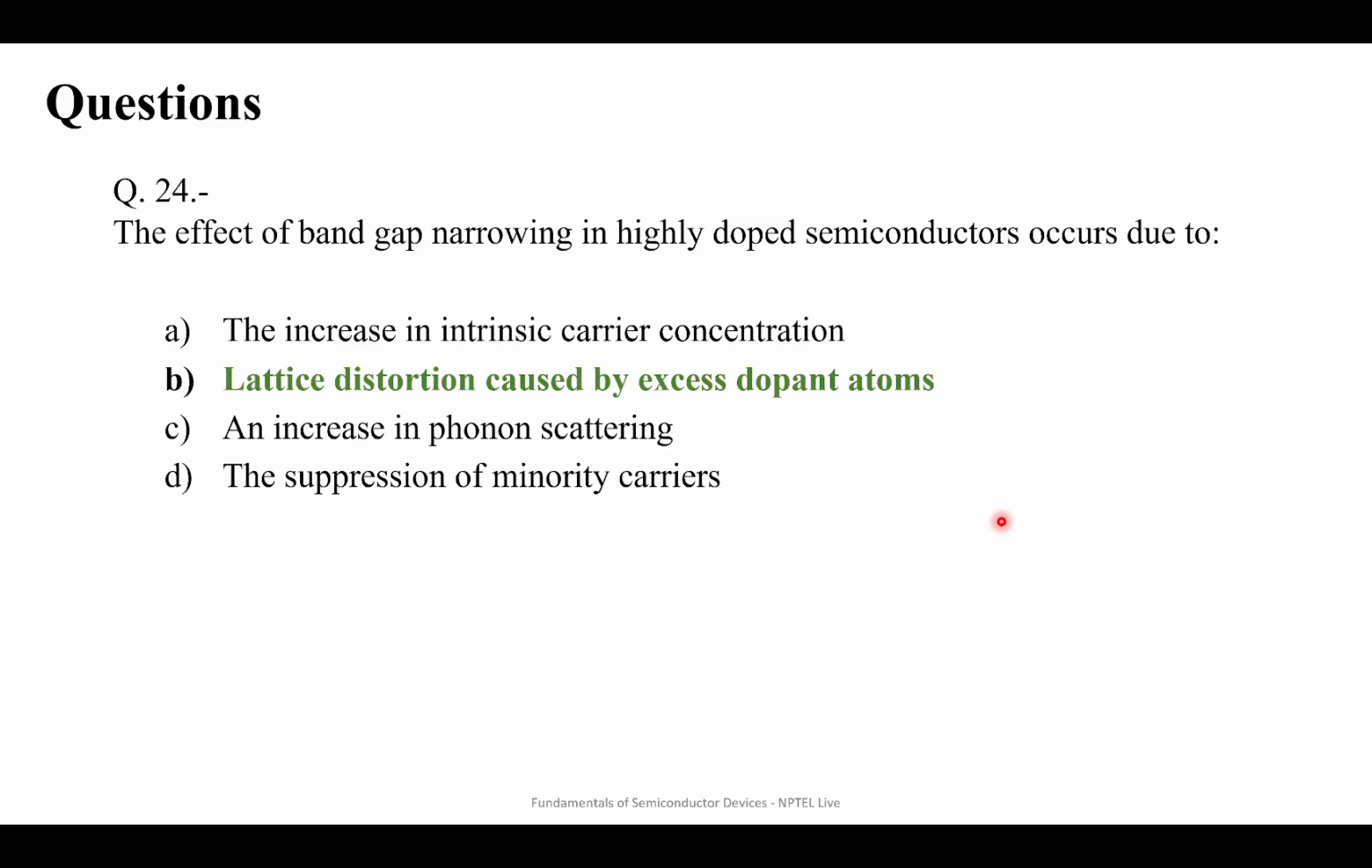So when you are doping it at high levels, your dopant atoms are sitting at your lattice positions. That is how they are able to contribute to your semiconductor physics. So when you have a very high excess amount of dopants, they create a distortion in your lattice, and this distortion will change your lattice constants, your band structure, etc. And that is why your band gap narrows down.